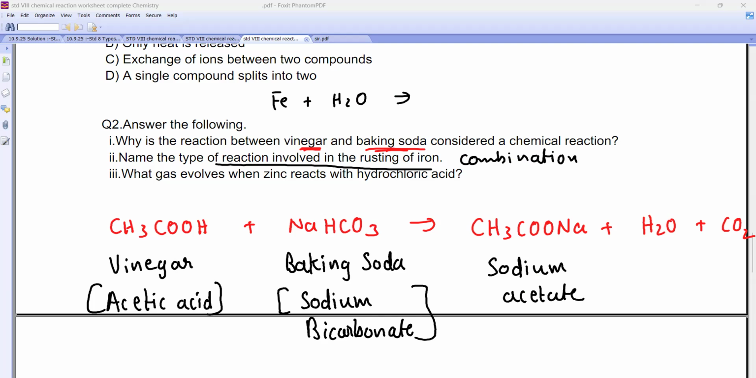Which gas is evolved when zinc reacts with hydrochloric acid? So when zinc reacts with hydrogen chloride, what will happen? Zinc is highly reactive. It will displace hydrogen from this, and you get zinc chloride and hydrogen gas. To balance this equation I need to put 2 here. But my answer is hydrogen gas.